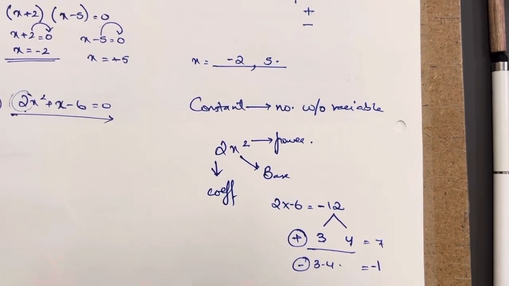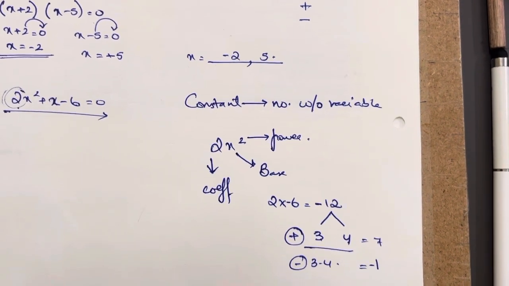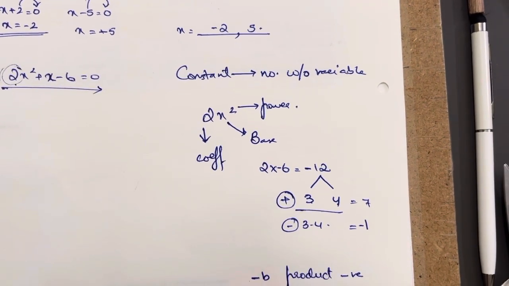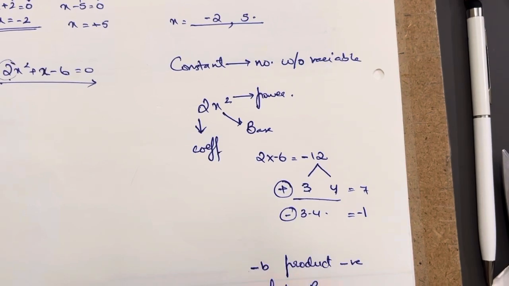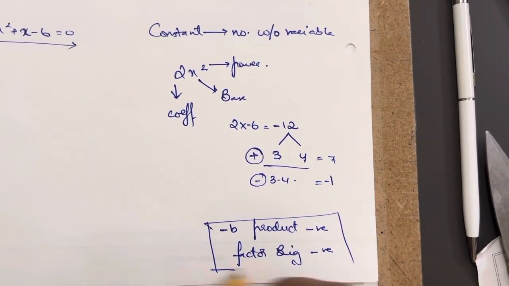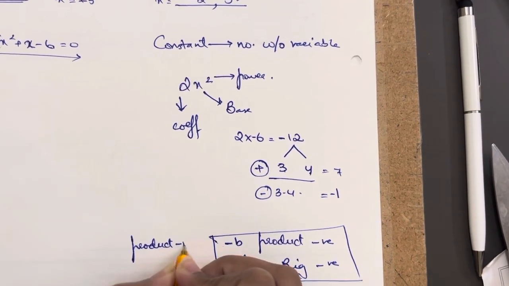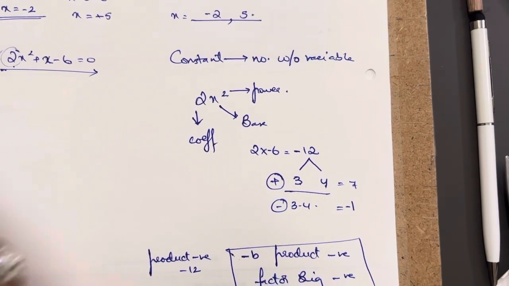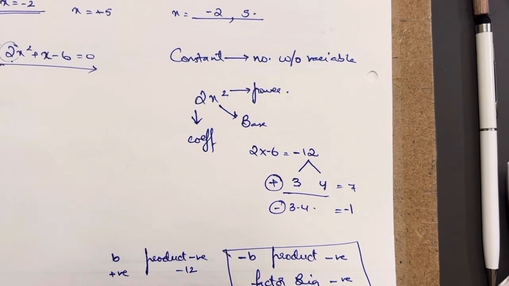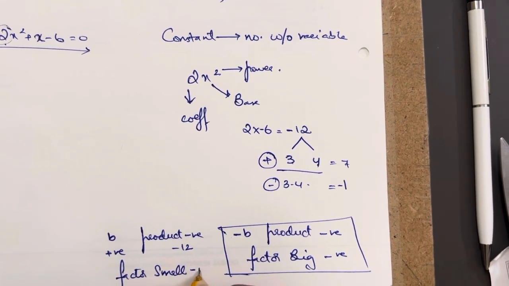So there's a rule. If b is negative and the product is negative, then what we are supposed to do is, in the factors, whatever the big factor is, that should be taken as negative. But if the product is negative, as you can see in this condition, the product is negative, minus 12 you got, and the b value that is given over here is positive, then the minus sign should be with the small factor. The factor which is a smaller one among them should have the negative sign.